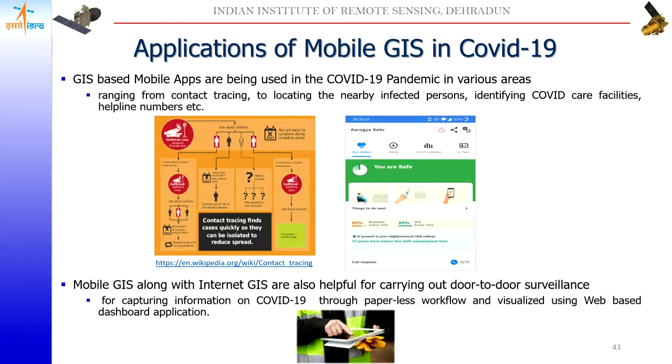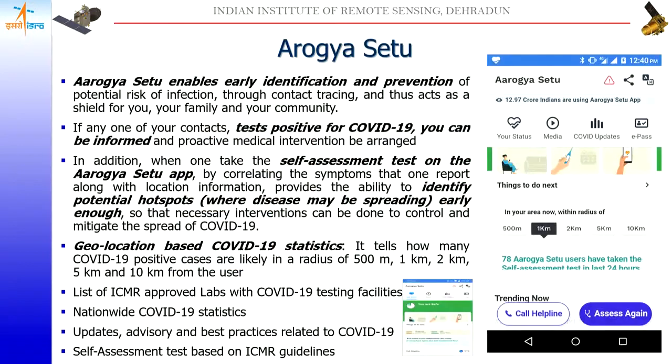Further, mobile GIS and other internet GIS could be used for door-to-door surveys, where, without using a paper-based system, a digital workflow mechanism could be used. The data could be captured from the mobile GIS apps or mobile GIS solutions and then be visualized on dashboards. Let's take the example of the Arogya Setu app, which is a contact tracing app of India.